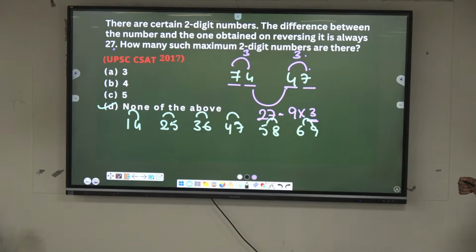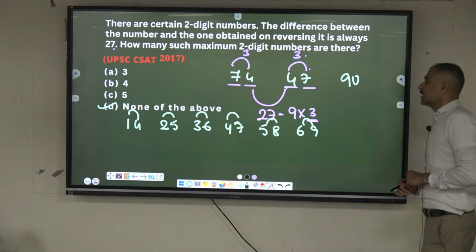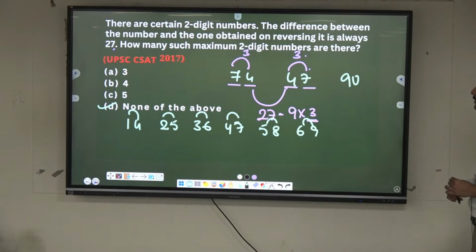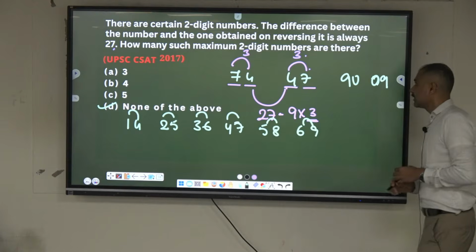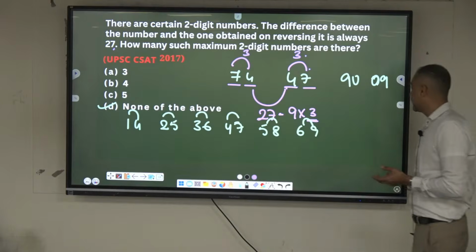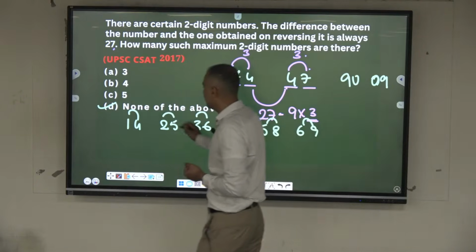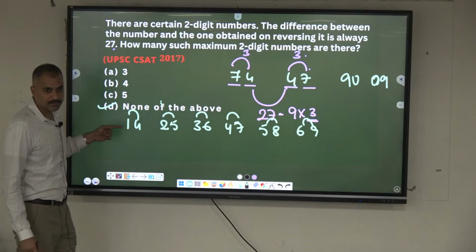He has said 2-digit number, so can I take 90? There are certain 2-digit numbers, and the difference between the number and the one obtained on reversing it is always 27. Maybe in this case there is an ambiguity. We can take many inferences, possible or not possible, but anyway, if I eliminate those choices, it's greater than 5 only. So none of this. Understood?